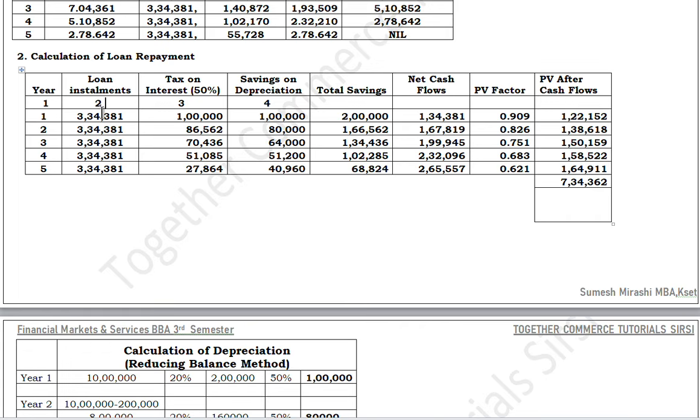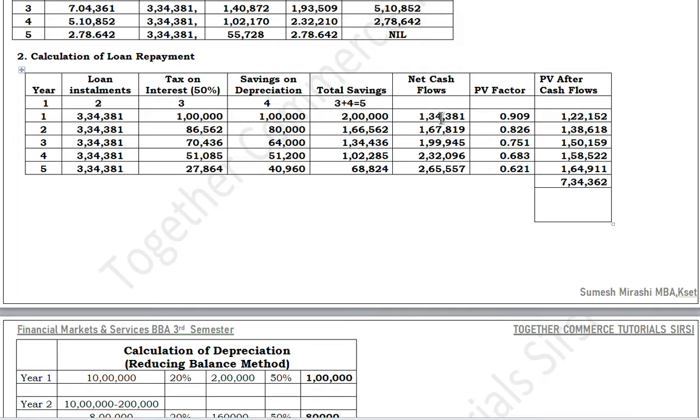So this will be the first column, this will be the second, this will be the third column, this will be the fourth column. Total savings is nothing but third column plus fourth column. Third column plus fourth column will give you the fifth column, as this is the savings. As you can see here, 1 lakh plus 1 lakh becomes 2 lakh, 86,562 plus 80,000 becomes 1 lakh 66,562, and so on.